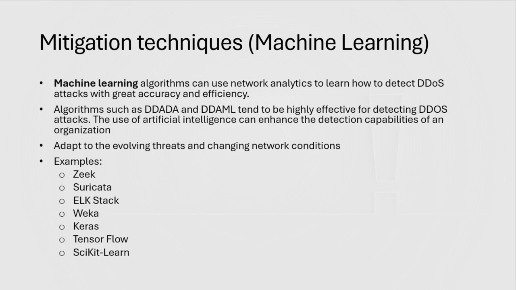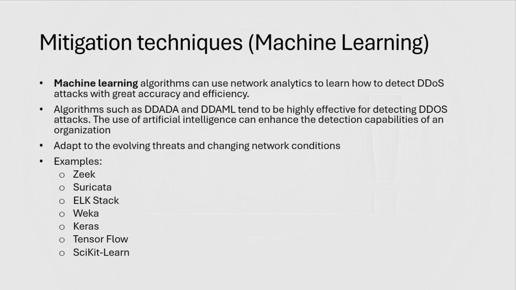To implement machine learning for DDoS mitigation, organizations can leverage various tools and frameworks. Zeek and Suricata are popular open source network monitoring tools that provide rich network data for analysis. The ELK stack, which includes Elasticsearch, Logstash, and Kibana, offers a robust platform for collecting, storing, and visualizing network logs and metrics.